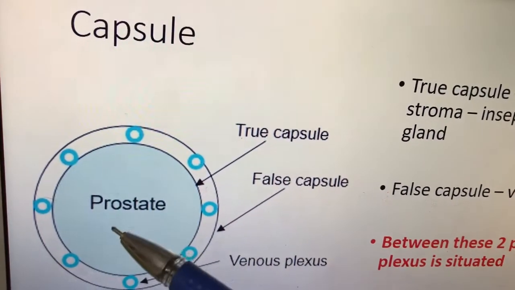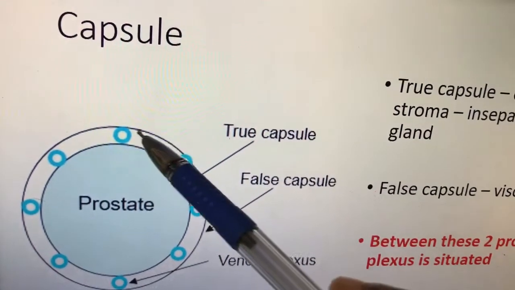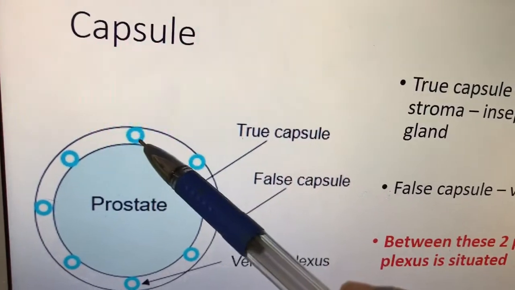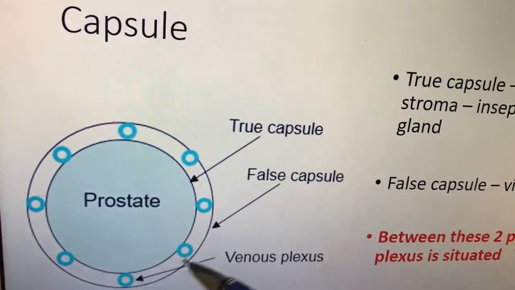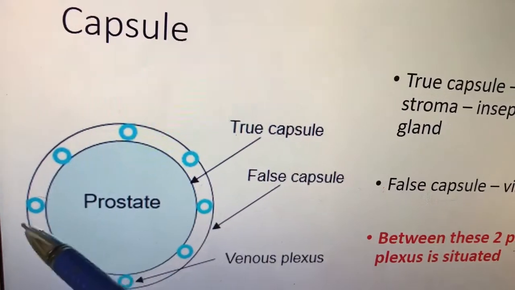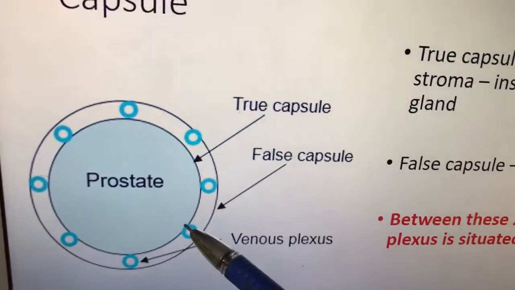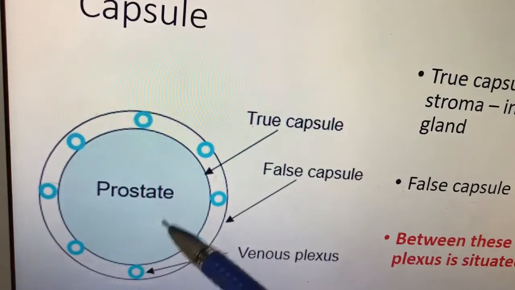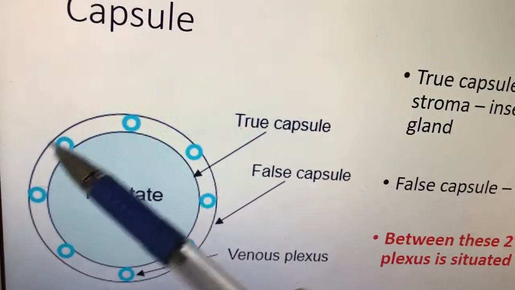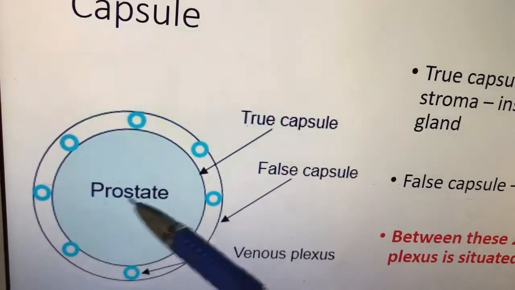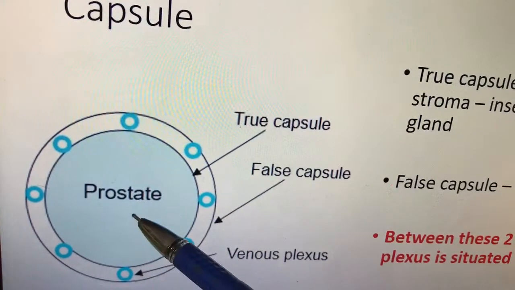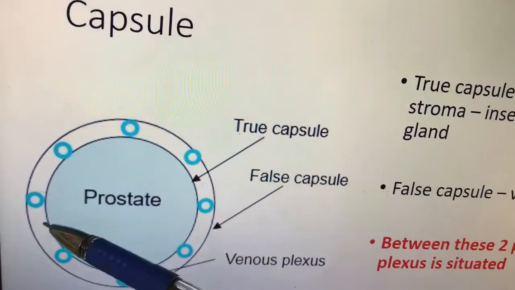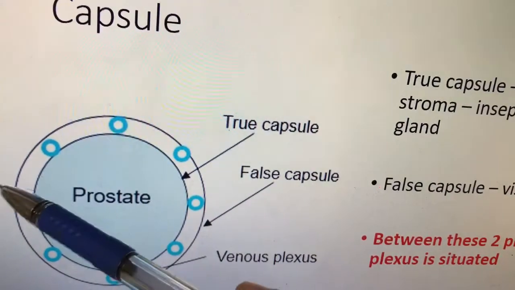Outside, the prostate is situated inside the pelvic cavity, right? The pelvic cavity is lined by pelvic fascia, so that forms the false capsule. Between the true and false capsule you will have the venous plexus, that is the prostatic venous plexus. The clinical importance will be explained by the clinician, the surgeon. When we remove the prostate, the venous plexus should not be disturbed. If you disturb it, severe bleeding will occur. So when you remove the prostate, you should not disturb the true capsule either, because then this will also be disturbed. So you should disturb neither the true nor the false capsule.